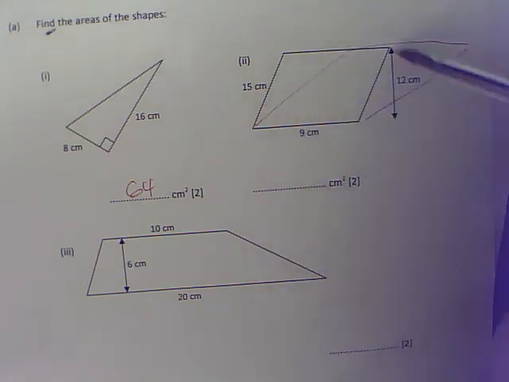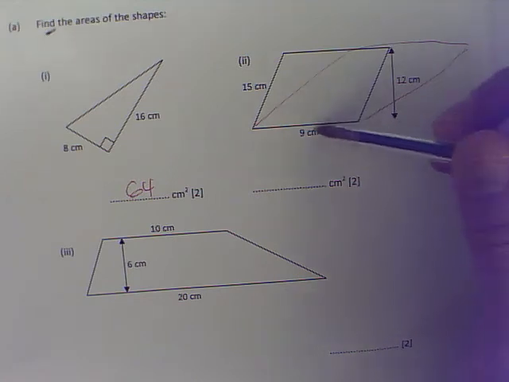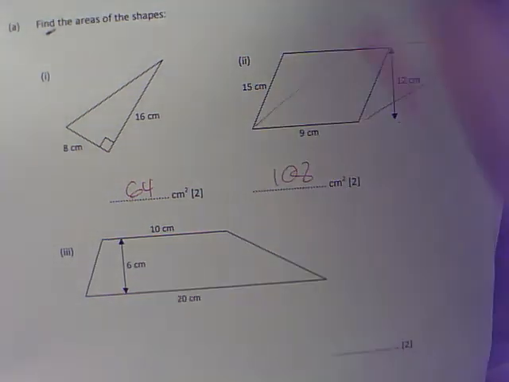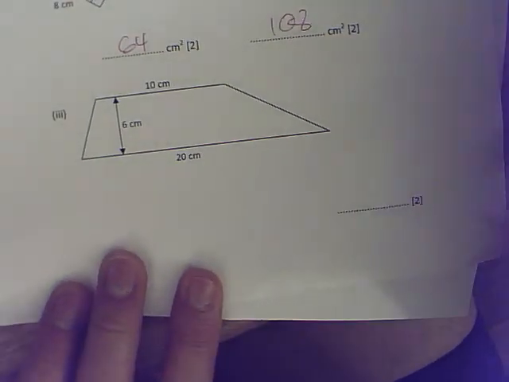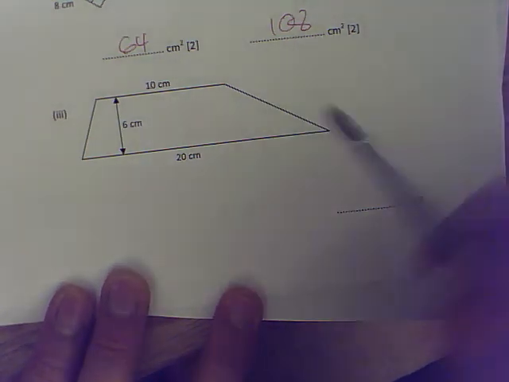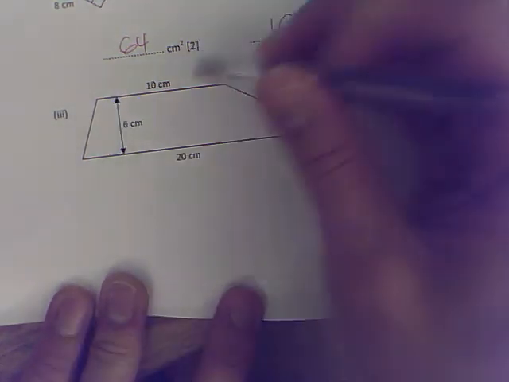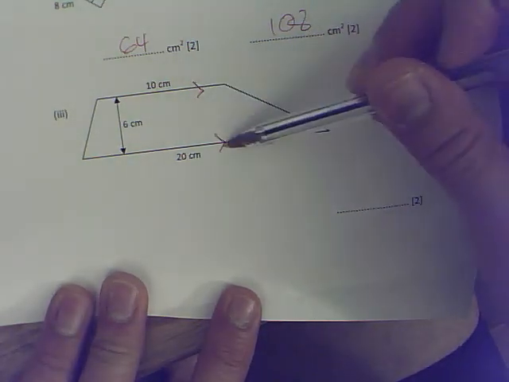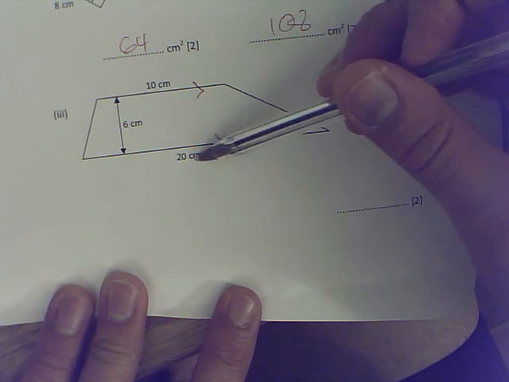Area of a parallelogram is base times height. That's not the height. Okay, that can be whatever length you like. A parallelogram which looks like this, if it is a parallelogram, has exactly the same area as this one because it's got the same base and the same height. And so it's just 9 times 12. Height, not the slant height. So 108.